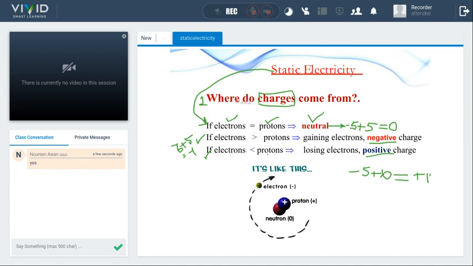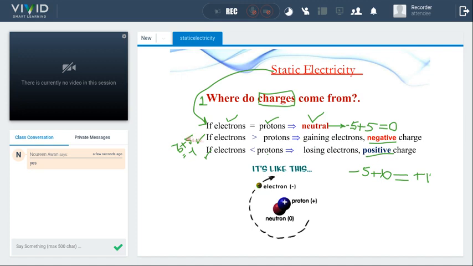The first question is, where do the charges come from? The charges come from the imbalance of the number of electrons and protons. Whenever the number of electrons and protons are equal, there will be net zero charge. Whenever the number of electrons is greater than protons, there must be negative charge. And whenever the number of electrons is less than that of protons, there must be a net positive charge.